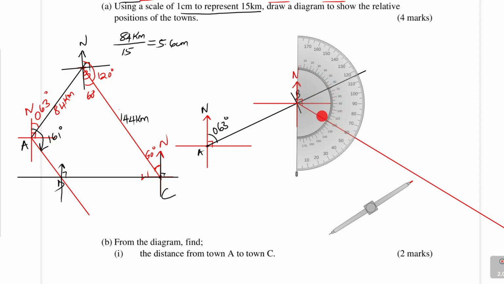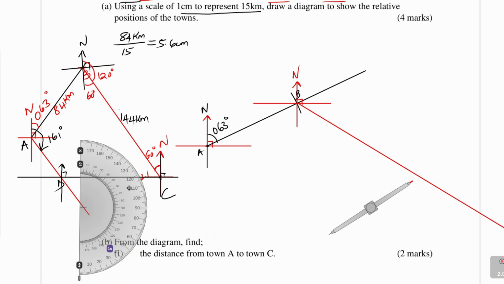From the north, we measure the true bearing in a clockwise direction. So after doing that, you have the angle. This angle is 120 degrees. That distance is 144. Going by the scale, 1 centimeter represents 15 kilometers, so we divide 144 by 15 to get the centimeters that we need to measure. So 144 is equivalent to 9.6.